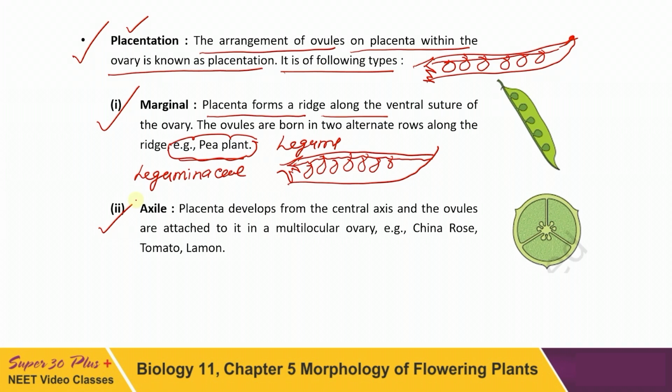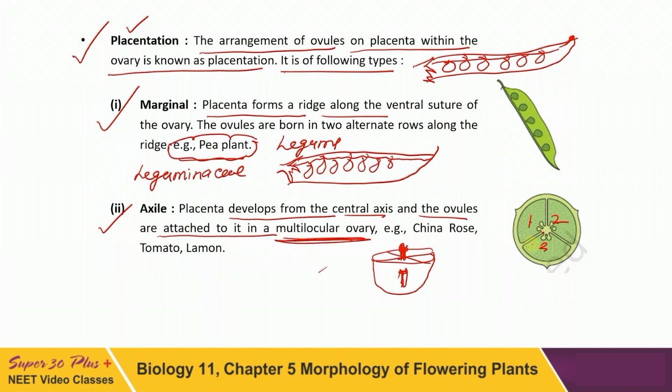Axial placentation. Axis. Let this be the ovary, and the ovary has a central axis. Let this be the central axis like this, and on this central axis the seeds are arranged. Here the ovary is divided into chambers. You can see these are the three chambers, 1, 2, and 3, and this is the central axis. The seeds are found arranged on the central axis, that is, they develop from the central axis. The ovules are attached in a multilocular ovary.